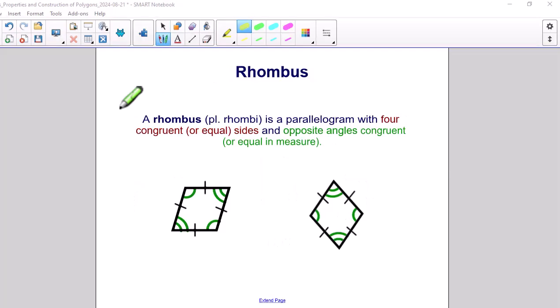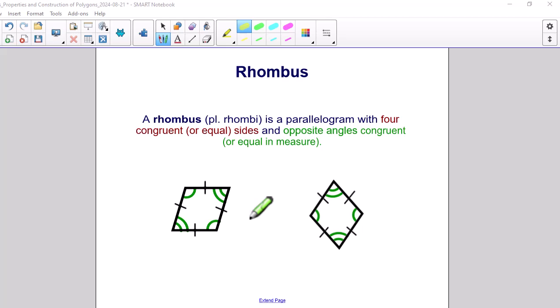Rhombus. A rhombus is a parallelogram with 4 congruent or equal sides and opposite angles congruent or equal in measure. The plural of rhombus is rhombi. When you look at these shapes here, the markings indicate that all 4 sides are congruent. That meets the definition of a rhombus, and the opposite angles are also congruent or equal in measure. So the single semicircles indicate that these two angles are the same measure, congruent, and the double semicircles indicate that these two opposite angles are also congruent, equal in measure. So these are both rhombi.